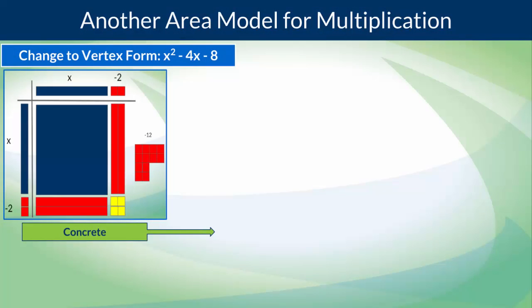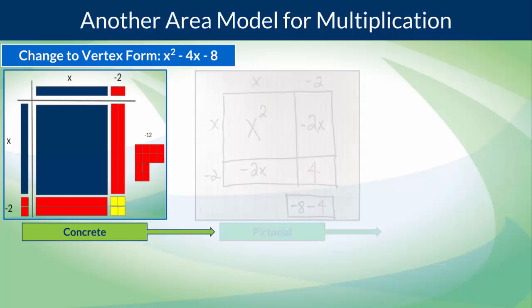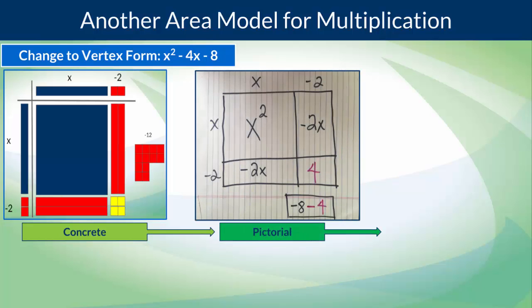So again, we can take something in this concrete format. We can manipulate blocks. We can move them around. We can rearrange them. The goal is to rearrange our blocks into a square. Then we can draw a picture of what we did, but we're not going to draw in all the blocks. We're going to use the variables and the numbers to represent what those blocks mean.